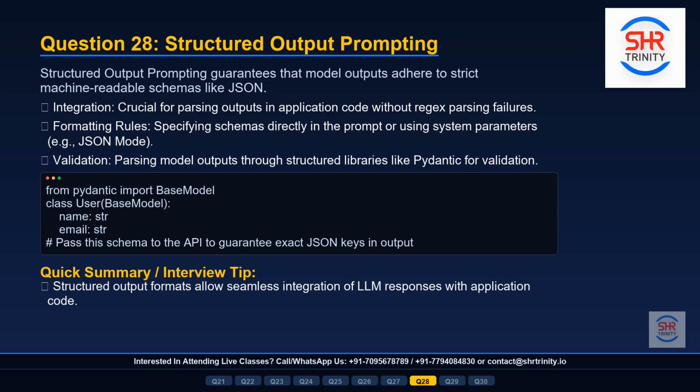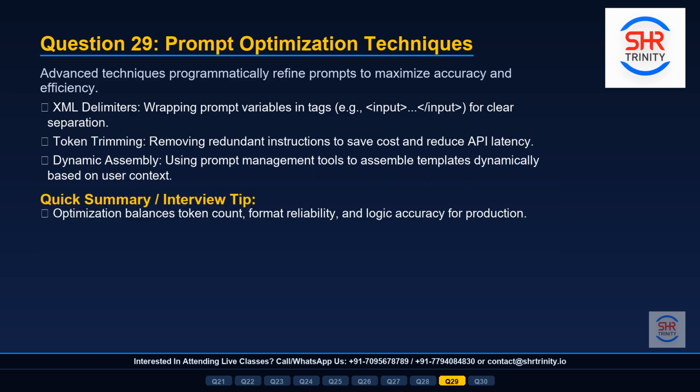Question 29. What are prompt optimization techniques? For production-grade applications, prompts must be optimized for both accuracy and cost. Key techniques include using XML tags to cleanly separate instructions from variable inputs, which prevents the model from getting confused. Another technique is token trimming, which involves removing verbose or redundant phrases to reduce latency and API billing costs. Additionally, developers use prompt management frameworks to dynamically assemble templates based on real-time database inputs, ensuring models receive only the necessary context.